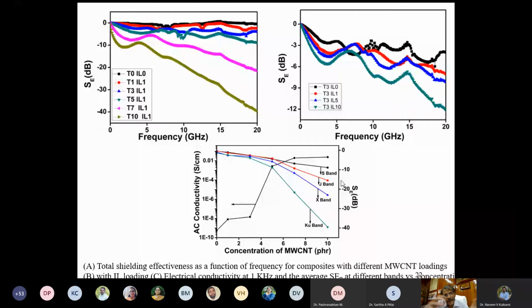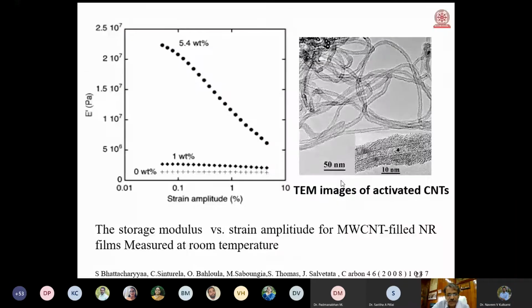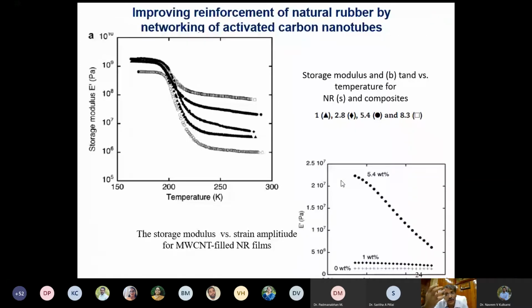We also made some interesting study with my French collaborators, with the University of Orleans. You can see this slide. You know what we have done? We have taken natural rubber latex. Kerala has lots of natural rubber. So we have taken natural rubber latex and put carbon nanotube into it.